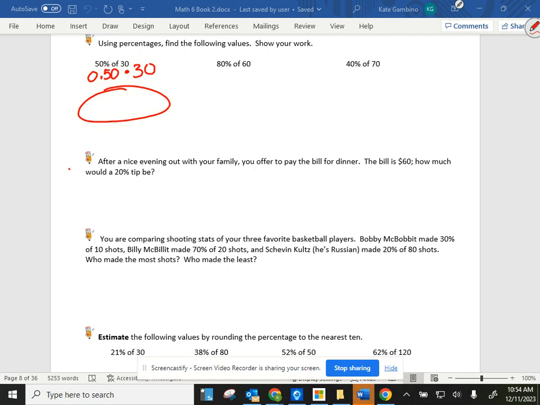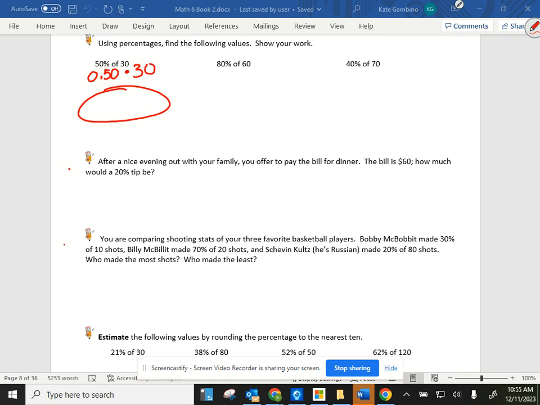Now it says word problems. Word problems aren't so scary if you can figure out what it is you're supposed to be putting in. After a nice evening out with your family, you offer to pay the bill for dinner. The bill is $60. How much would a 20% tip be? That's just like the bill from the first page. Set it up the same way, but using these numbers. Oh my goodness, it's the exact same. I'm glad you're paying attention. This is an easy one for you.